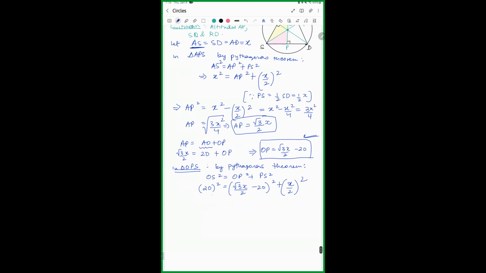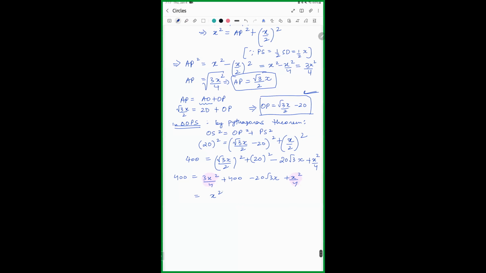Okay. So now 20 squared is how much? 400 is equal to, now you apply this formula a minus b whole squared. So you get root 3x by 2 whole squared plus 20 squared minus 2 times into b, which is root 3x into 20 or 20 root 3x. The 2 gets cancelled with the 2 which comes over here, 2 into a into b, right? So the 2 gets cancelled over there. Plus x by 2 whole squared is x squared by 4. So this becomes 400 is equal to 3x squared by 4 plus 400 minus 20 root 3x plus x squared by 4. So now let's club these things. 3x squared by 4 plus x squared by 4 is what? 4x squared by 4, which is nothing but x squared.